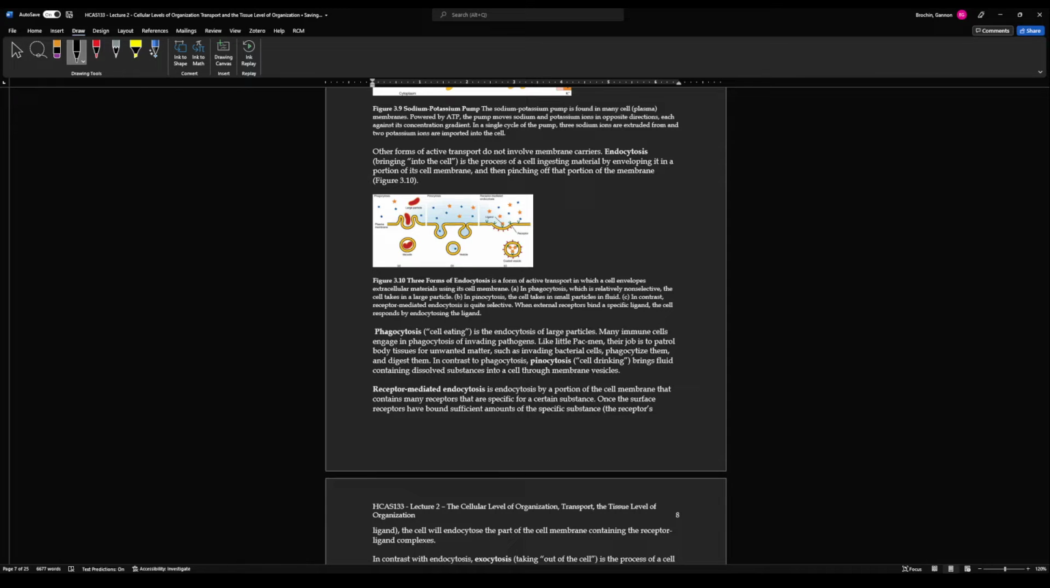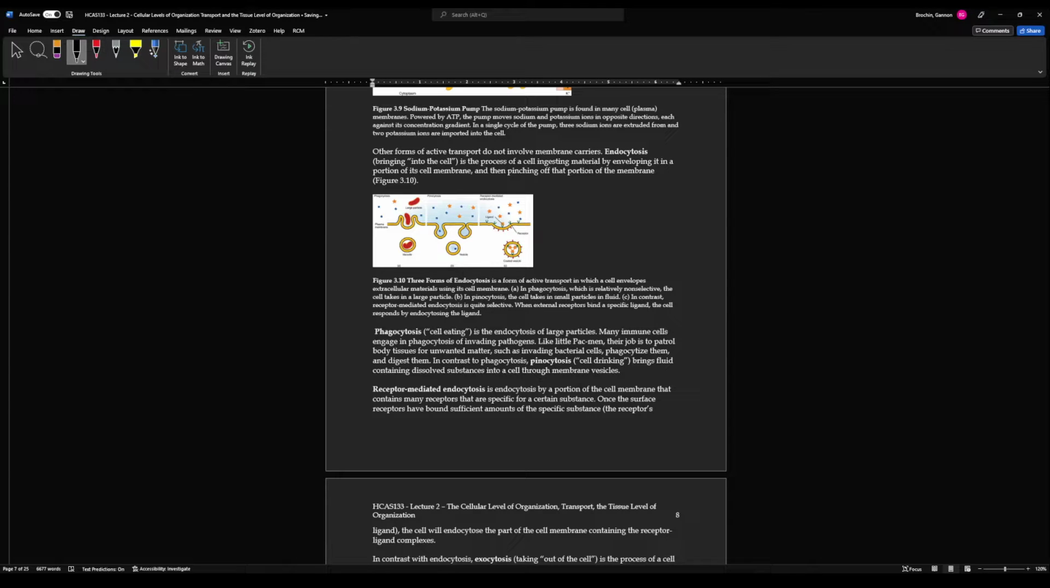Now, other forms of active transport are a little different because they don't necessarily involve membrane proteins. The first of these is what's called phagocytosis. This is cellular eating, okay? So this is for large solid particles. This is something commonly associated with immune cells. So our white blood cells love to do this, especially our T cells and our neutrophils, right?